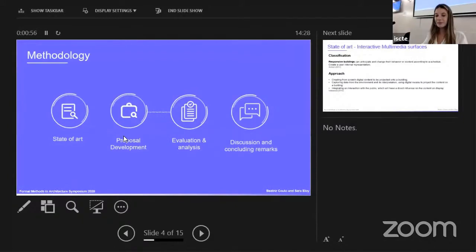So regarding the methodology for the project, there are three stages. The first, the state of the art, which corresponds to the literature review. And the second one has two moments: the proposal development, the technical requirements to develop the prototype, and then, of course, the evaluation and analysis of the prototype. The last chapter is regarding discussion and concluding remarks.